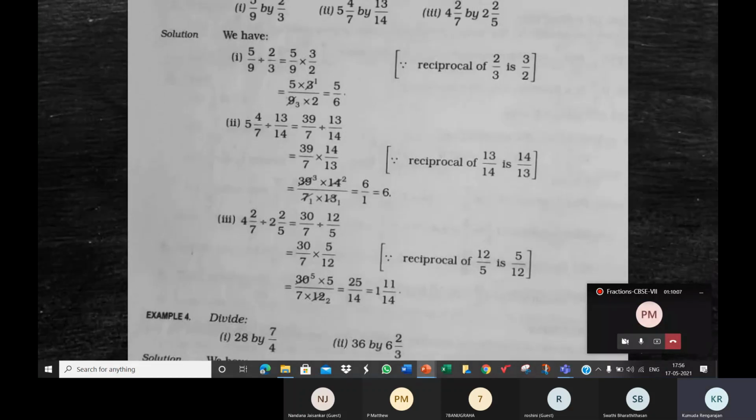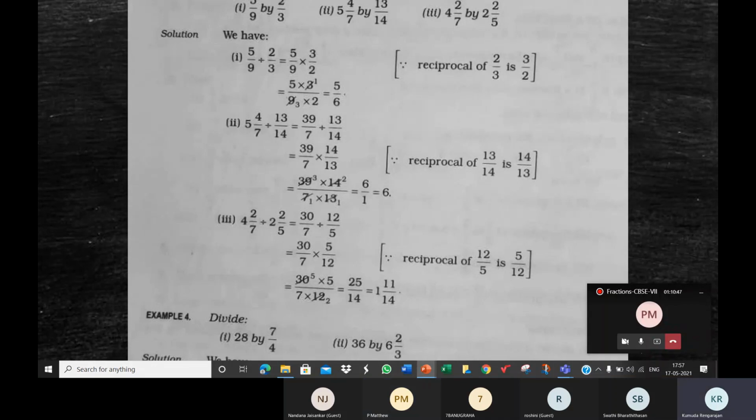Look at this one. Divide 28 by 7 by 4. Divide 28 by 7 by 4. When I say divide 28 by 7, what will you do? Divide 28 by 7. That means it's 28 divided by 7, right? Yes, ma'am. Just say that two or three times, you will understand. Divide 28 by 2. That means 28 divided by 2. And the answer is 14.